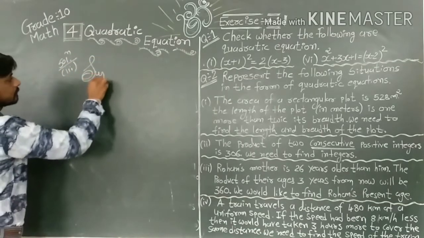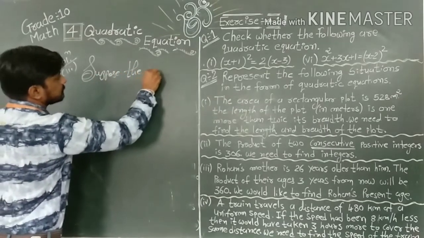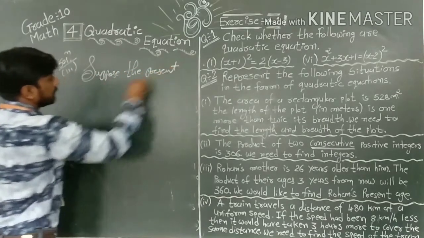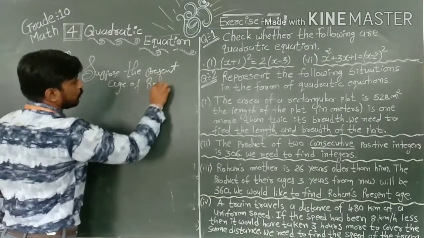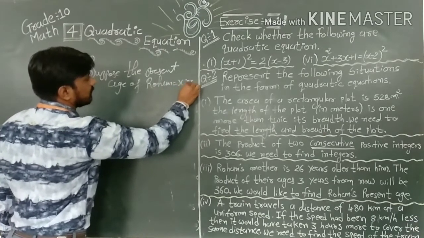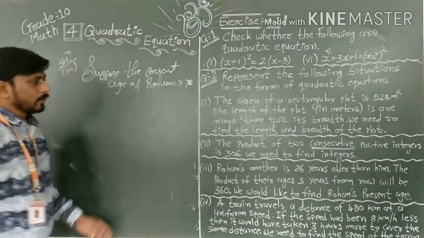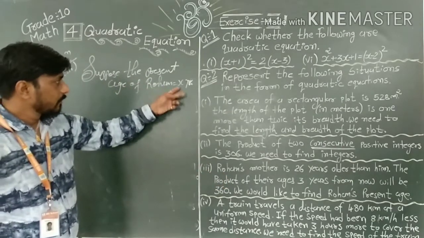Suppose the present age of Rohan is equal to x here. Okay. Now I apply this condition on this variable. What is our condition?